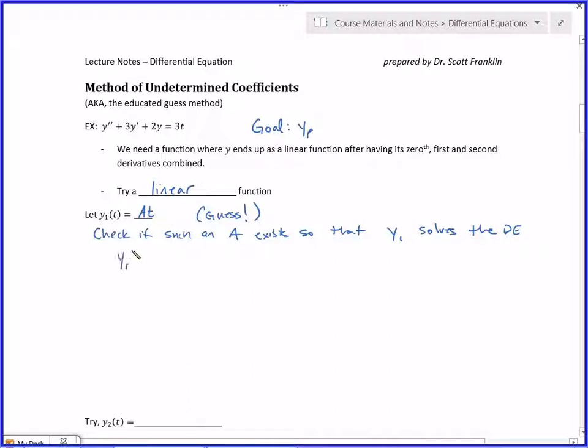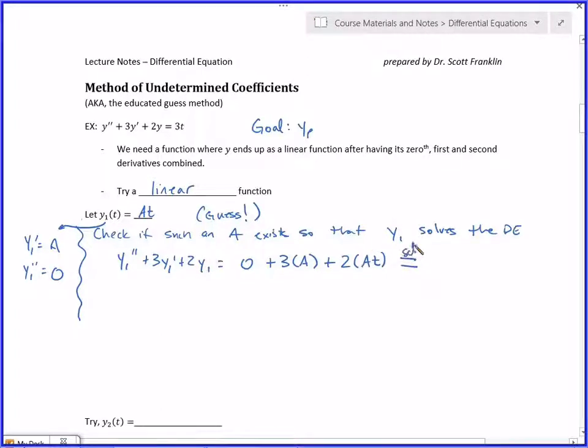All right, so y1 double prime plus 3y1 prime plus 2y1. What is, we'll just come over here and do it. What's y1 prime? A. And y1 double prime? 0. So I have 0 plus 3 times A plus 2 times AT. So now what I'm going to do is set that equal to this.